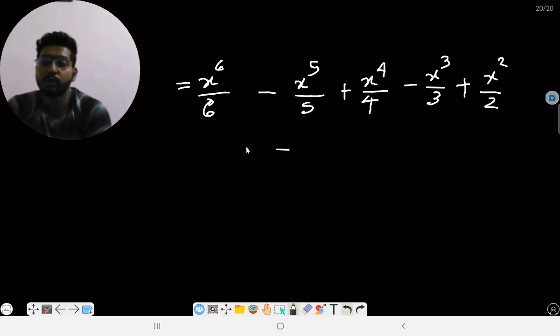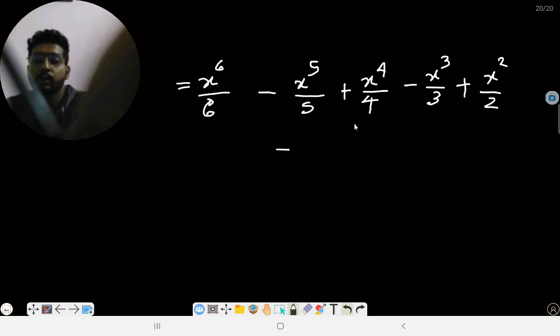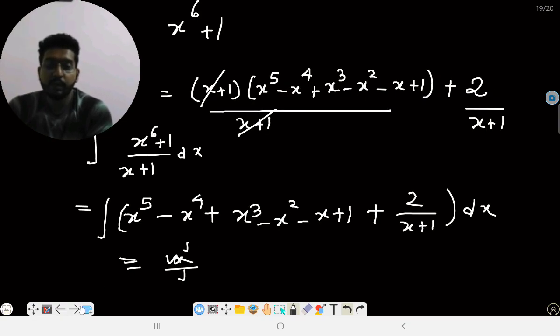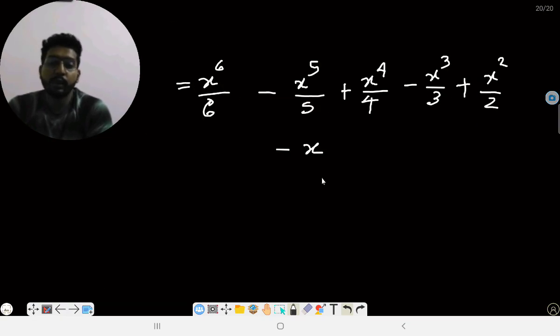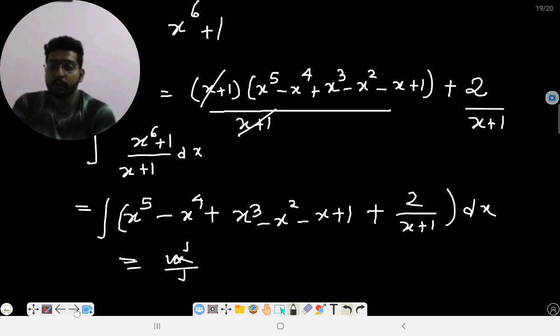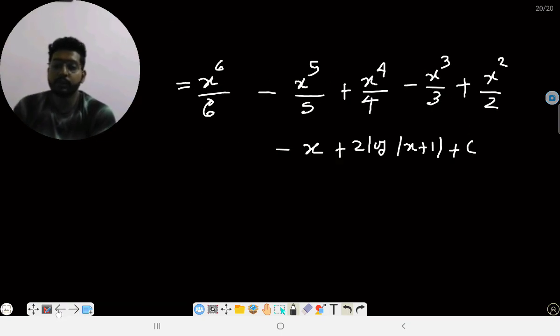Now what is the integration of 1? The integration of 1 is here, x, and at the end there is 2 by x plus 1. 2 by x plus 1 is 2 log mod x plus 1 plus c. So that will be the total integration. Okay, done. Now this one is the way to solve this type of problem.